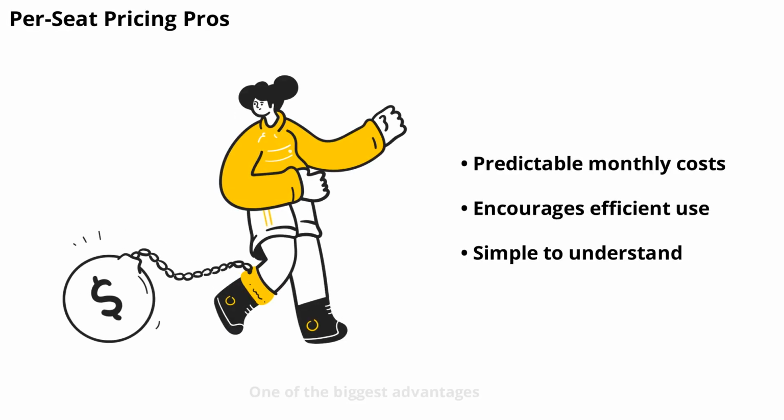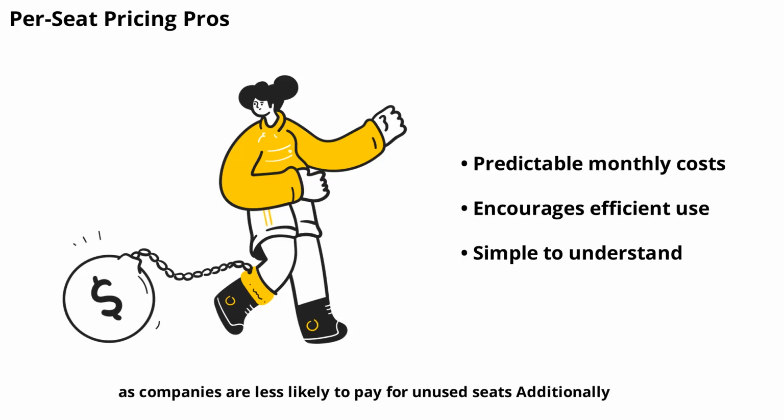One of the biggest advantages of per-seat pricing is its predictability. Businesses know exactly how much they'll pay each month, which makes budgeting straightforward. This model also encourages efficient use of software, as companies are less likely to pay for unused seats. Additionally, per-seat pricing is easy to understand, making it a popular choice for organizations that value simplicity. However, it's important to consider whether this model fits your company's growth plans and operational style.